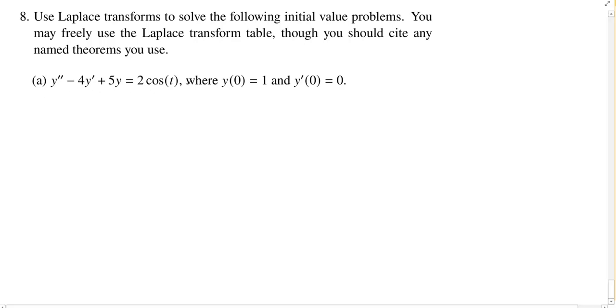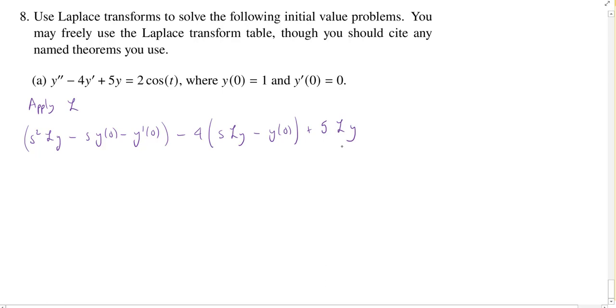So we're going to apply the Laplace transform to both sides of this differential equation. When I apply it to y double prime, I'm going to get s squared Ly minus s times y of 0 minus y prime of 0. This is just our rule for computing the Laplace transform of a second derivative. Then I need to do minus 4 times the Laplace transform of y prime, which is s Ly minus y of 0. And then finally, I'll have 5 times the Laplace transform of y.